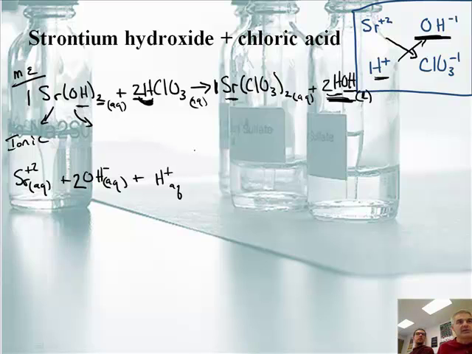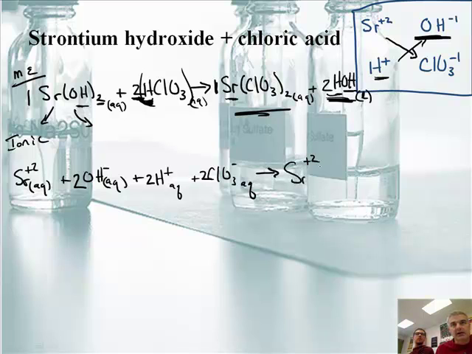Plus ClO3 negative aq. Now what do I do with this 2? This 2 multiplies everything. So there's 2 hydrogen ions and 2 chlorate ions. And now this is an aqueous, so I'm going to split that up. So there'll be Sr plus 2 aqueous plus 2 ClO3 negative aq. That's because of this 2 right here. Plus 2 H2O liquid. That's the complete ionic equation.